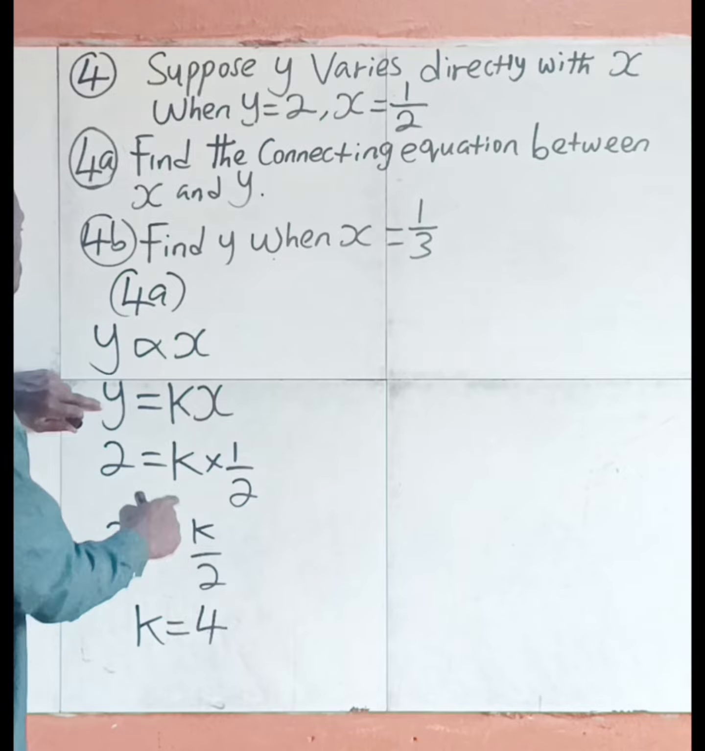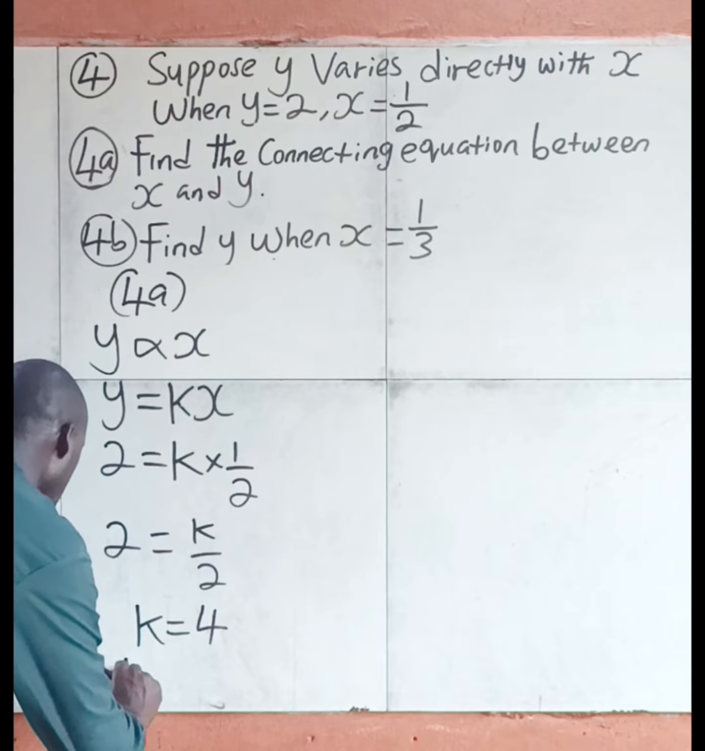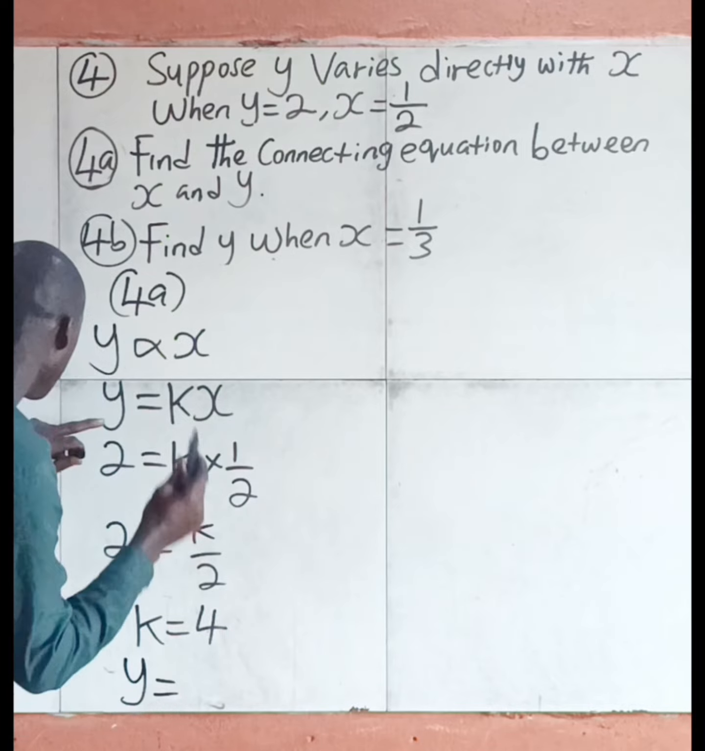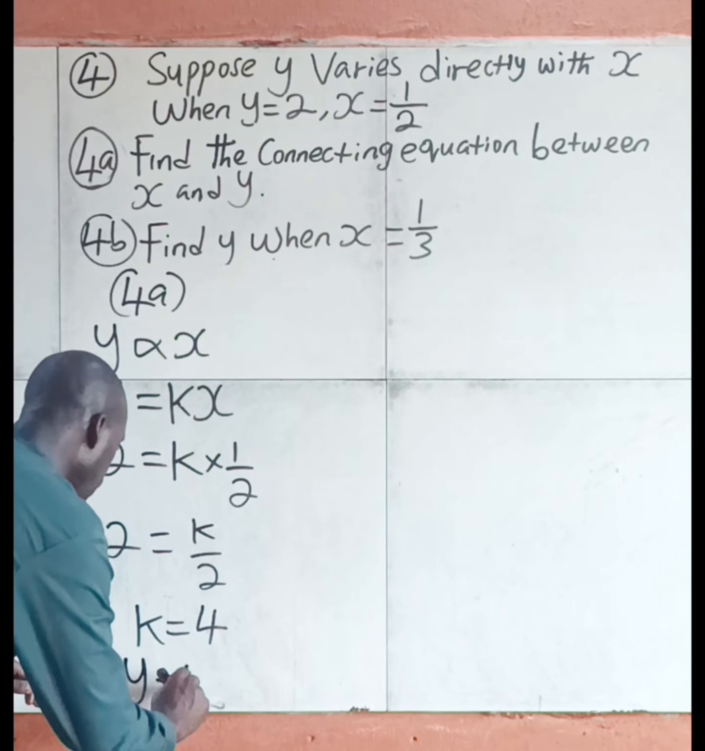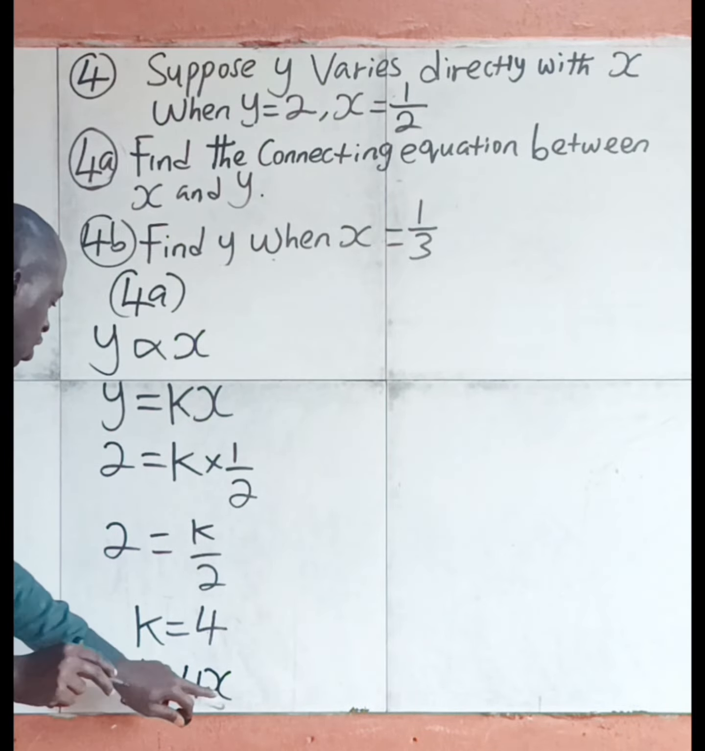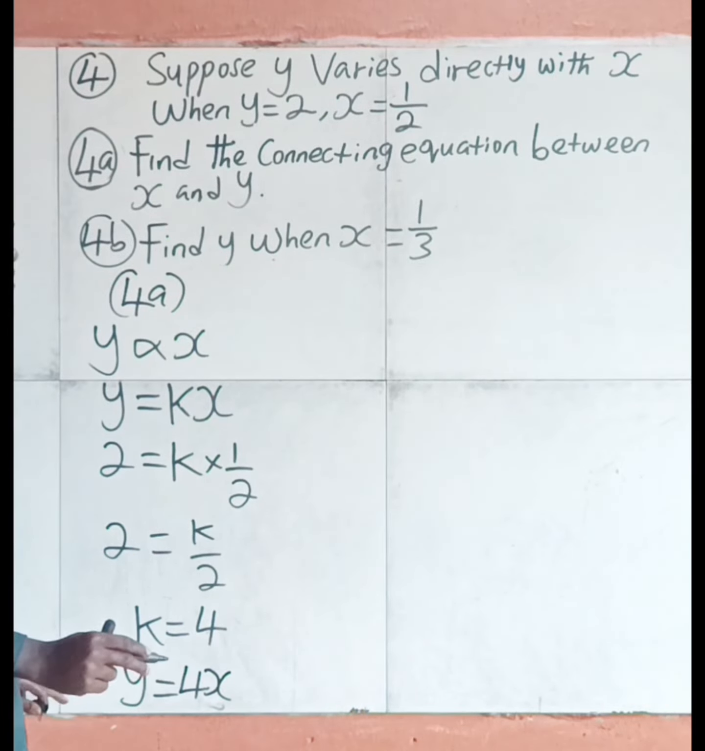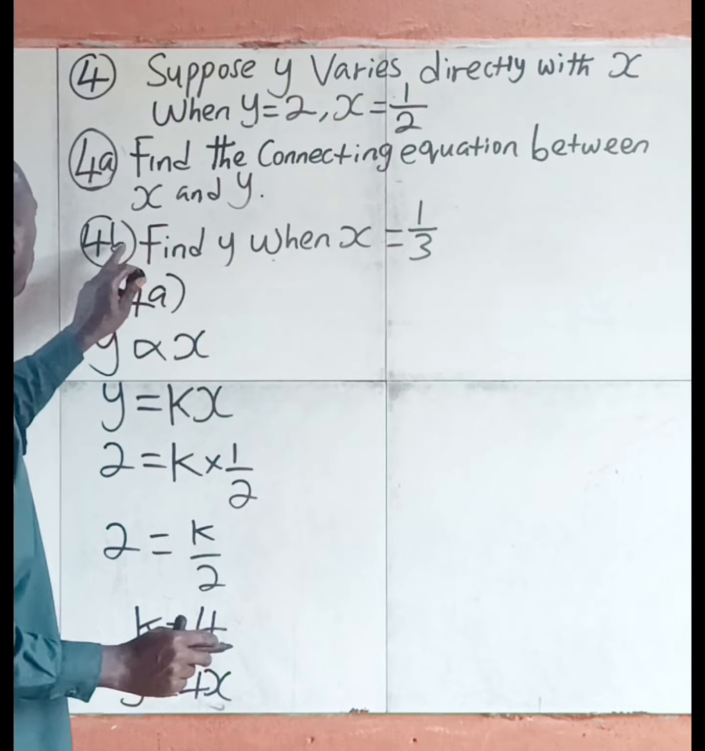Now for you to get the connecting equation, it is very, very easy. Go back to your formula. What's your formula? y equals kx. So you go back and repeat the same formula. It becomes y equals, anywhere you see k, what do you put? Our value of k here is 4. So 4, and you write your x. So this becomes your connecting equation. You can see for yourself. Very, very easy. So up next, we are going to go to problem 4b.